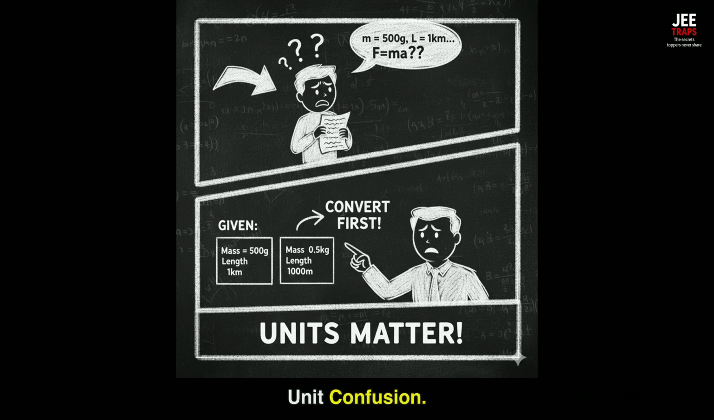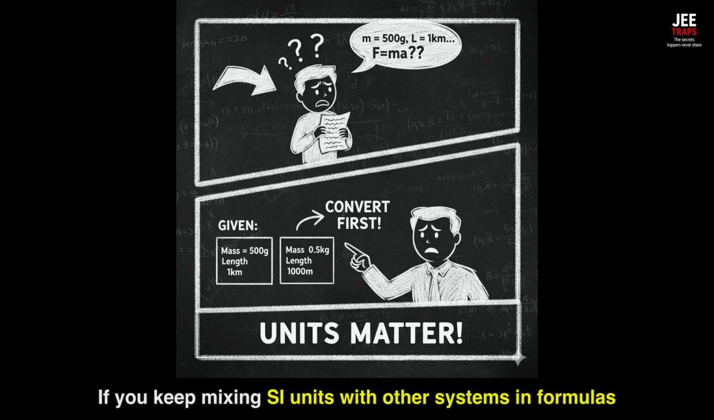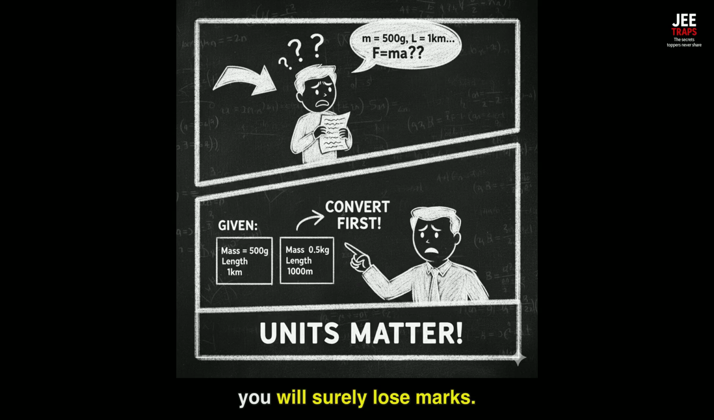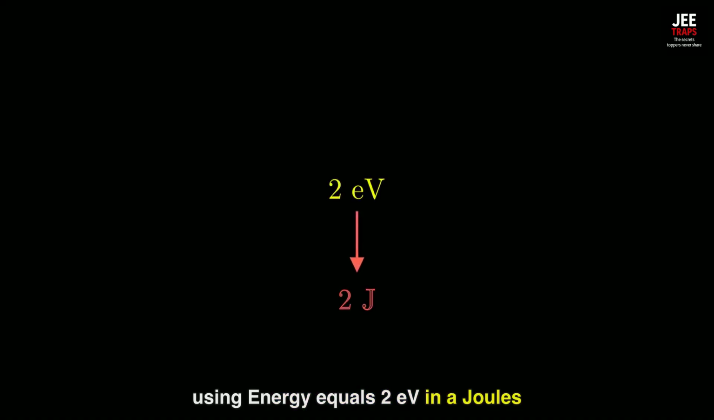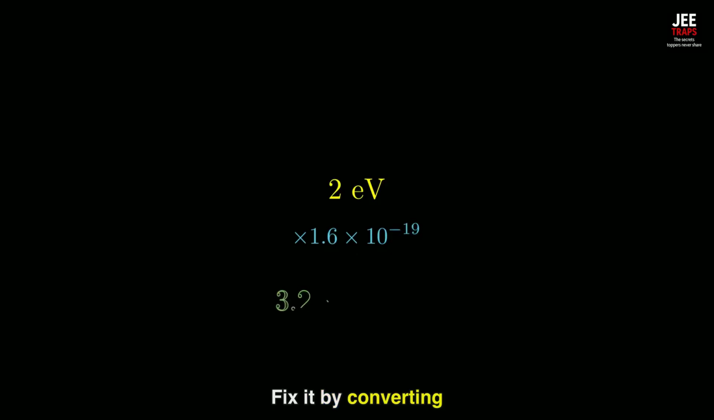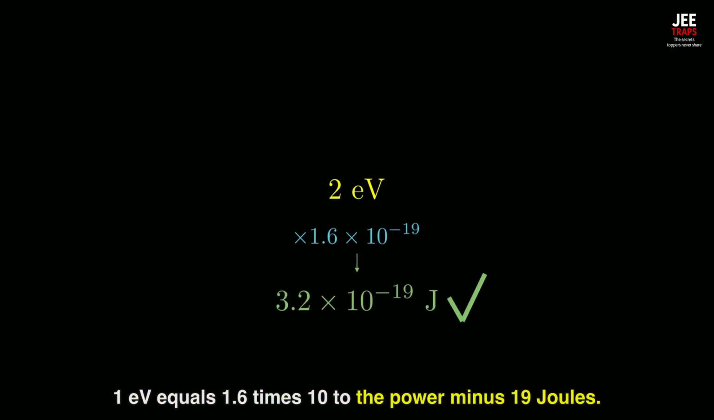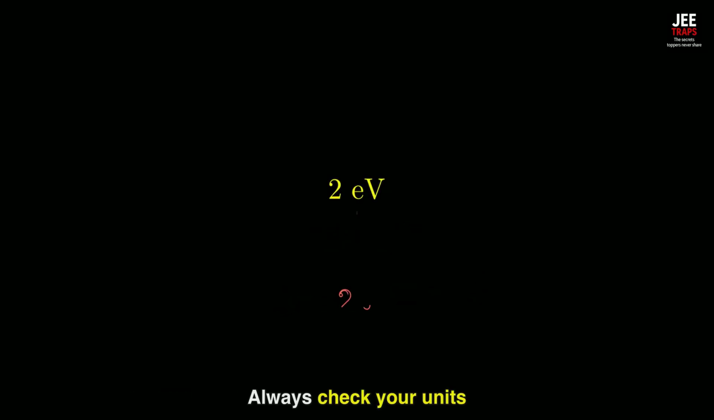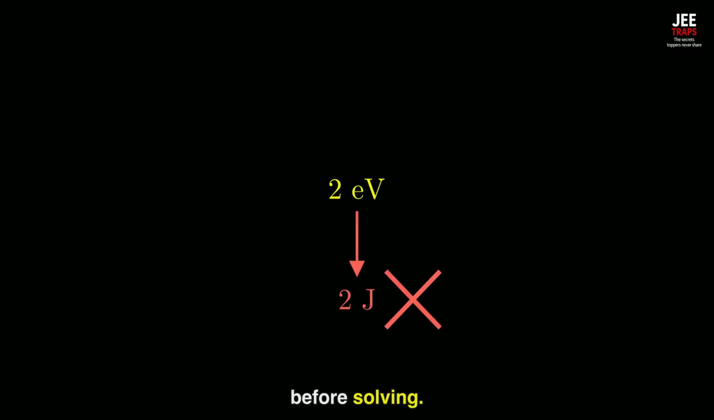Mistake 2. Unit confusion. If you keep mixing SI units with other systems in formulas, you will surely lose marks. For example, using energy equals 2 eV in a joules-based equation gives the wrong result. Fix it by converting 1 eV equals 1.6 times 10 to the power minus 19 joules. Always check your units before solving.